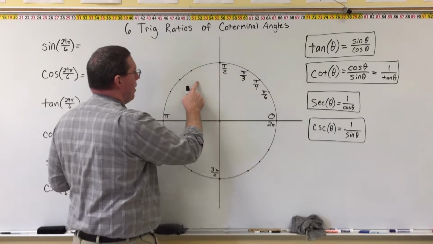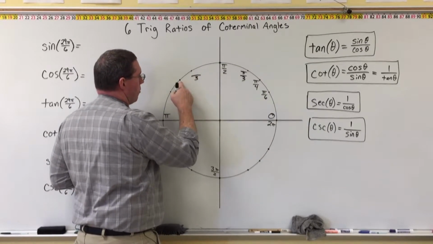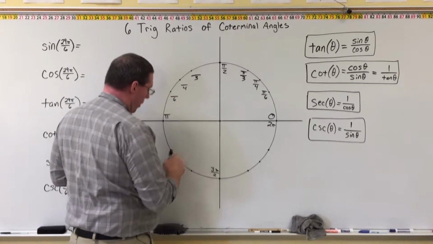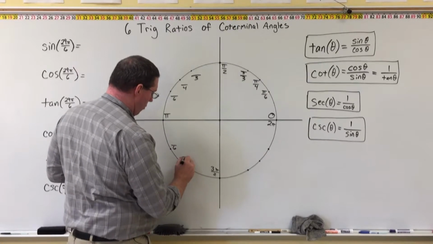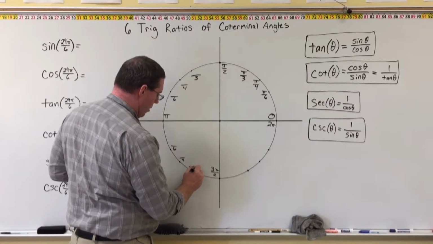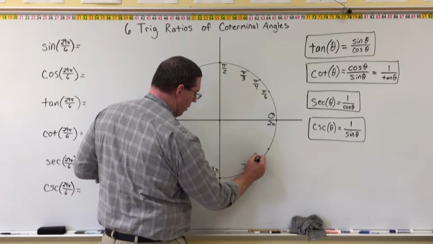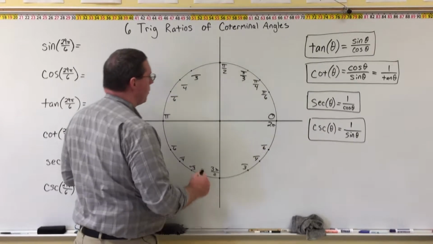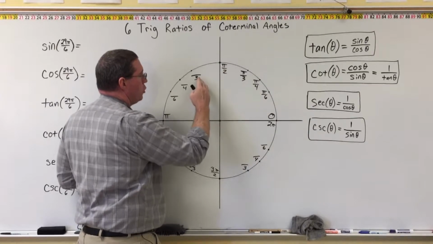Now coming over this way, I know that this one's going to be over 3, right? This one's going to be over 4. This one's going to be over 6. I know that this one's going to be over 6. This one's also over 4. And this one's over 3. I know that this one over here is going to be over 3. This one's going to be over 4. And this one's going to be over 6. Okay?